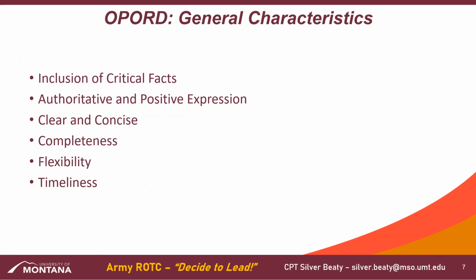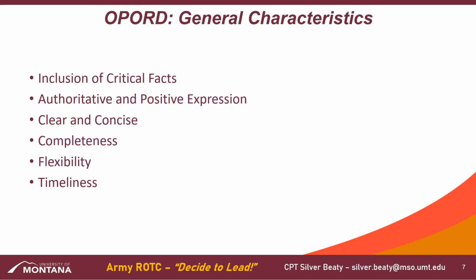Now the op order does have its general characteristics. It is a full inclusion of critical facts. It shouldn't have a lot of fluff. We need to just stick with the facts that matter for this mission. The way that they're verbally given and or written is in an authoritative way with positive expression. We want them to be clear and concise. Sometimes it's hard to keep these concise. It's really important to look those over and again, just stick to the stuff that needs to be in there for your subordinates to understand. You don't want to overload them with too much information.